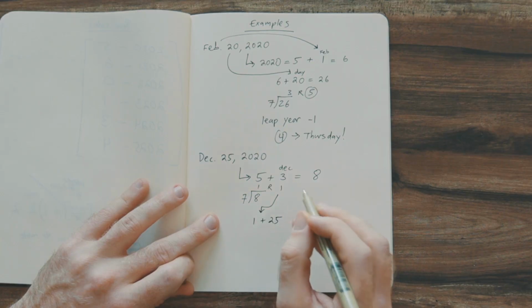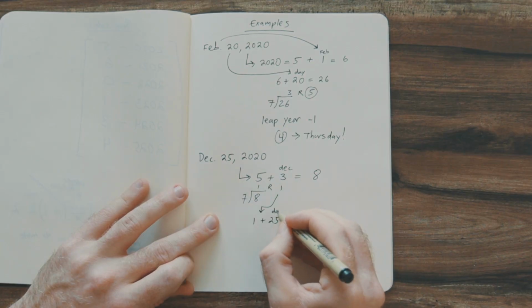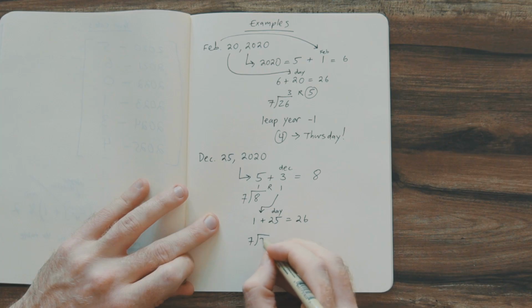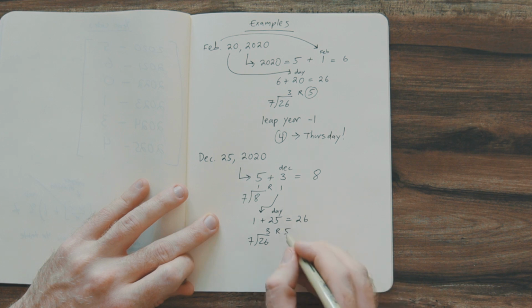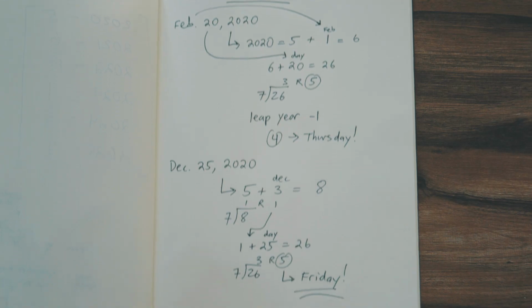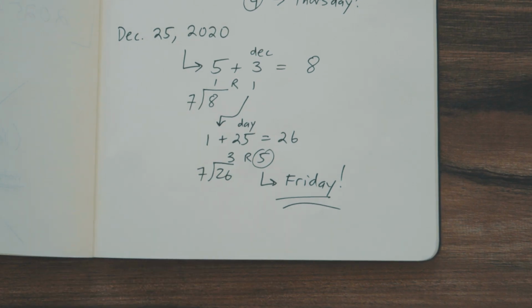I can drop that 7 and just keep the 1 and now add the day of the month, which is 25. So 1 plus 25 is 26. It's a leap year, but it's not January or February, so I don't subtract 1. So I have 26, and now I do the same thing. Modular division by 7. How many times does 7 go into 26? 3 times, that's 21. And what's left over? 5. Christmas is on a Friday this year.